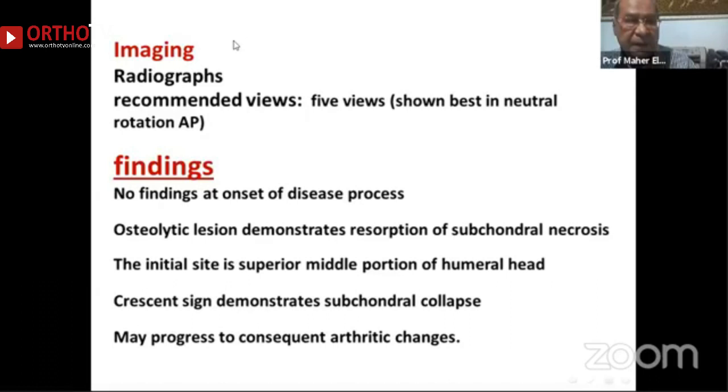Imaging. Radiographs. Recommended views, 5 views, as you know. It is shown best in the neutral rotation anteroposterior. Findings range from no finding at onset of the disease process on X-ray, to osteolytic lesion demonstrating resorption of subchondral necrosis. The initial site is the superior middle portion of the humeral head. Crescent sign demonstrates subchondral collapse, and finally may progress to consequent arthritic changes.